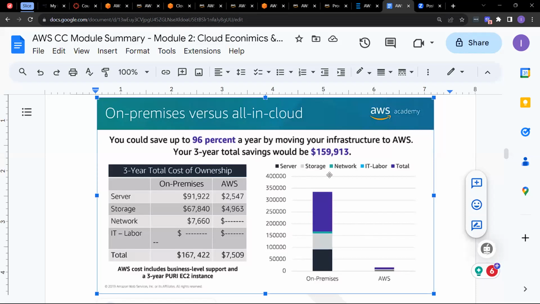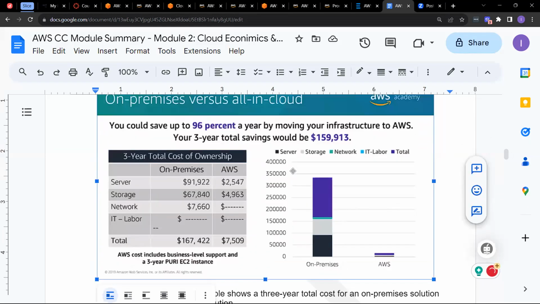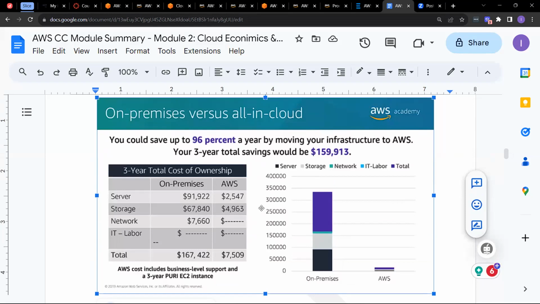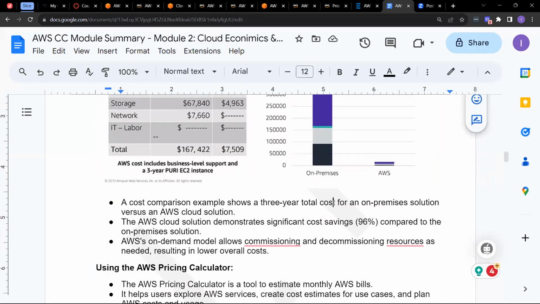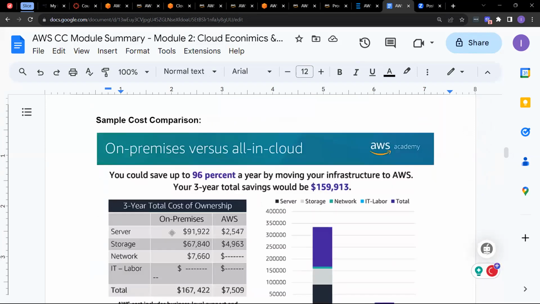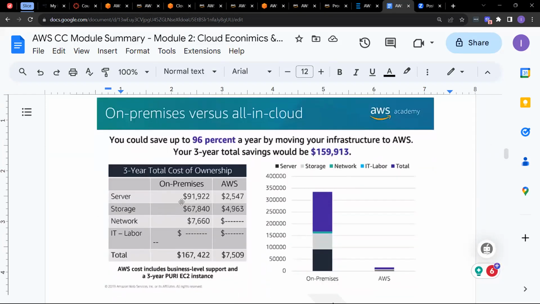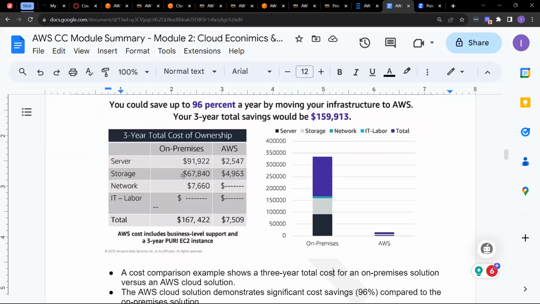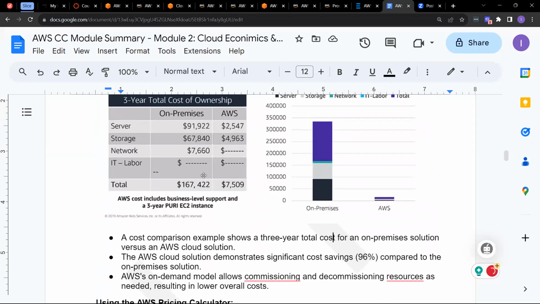Okay, so this is a sample cost distribution for a company or somebody who moved from on-prem to AWS. This was a 3-year total cost of ownership. For on-prem, for the period of 3 years, they spent $91,922. On the other hand, on the cloud, they spent just $2,000 for the period of the 3 years. So this is not a monthly cost, it is for the period of 3 years. So that is their total cost for on-prem, right?